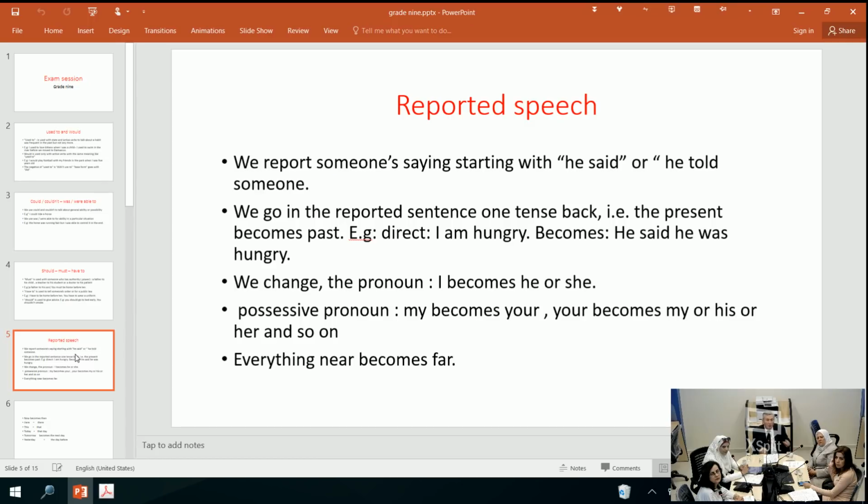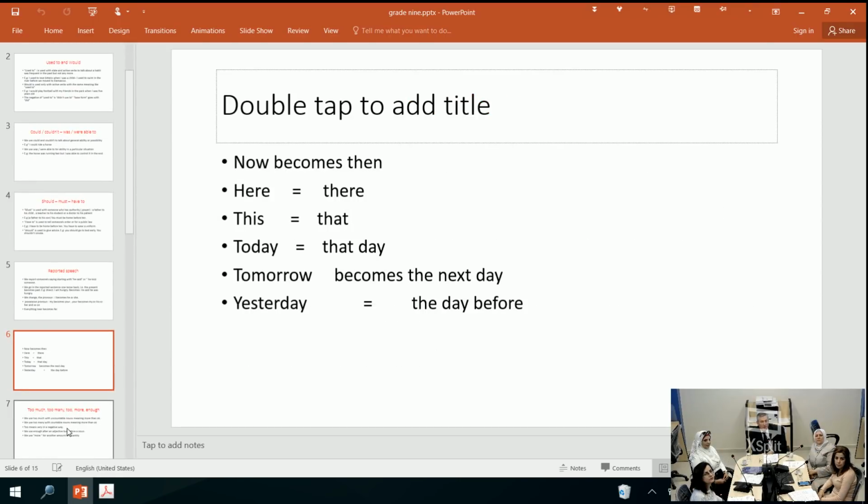So everything near becomes far. This becomes that. Today becomes that day. For example, here becomes there. When we say we were here, or I am here now, but I will go to university. He said he was there, but he will go, he would go to the university.